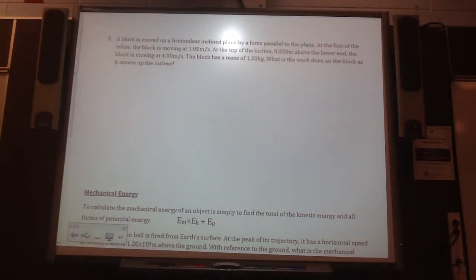Okay, now here's a question where we kind of have to remember back to our dynamics unit. A block is moved up a frictionless inclined plane by a force parallel to the plane. At the foot of the incline, the block is moving at 1 meter per second. At the top, 0.85 meters above the lower end, the block is moving 4 meters per second. The block has a mass of 1.2 kilograms. What is the work done?